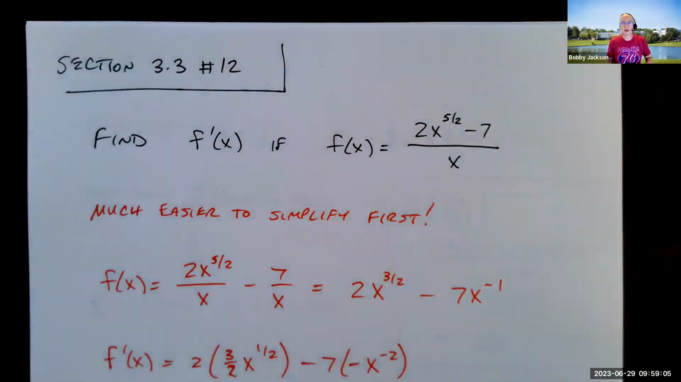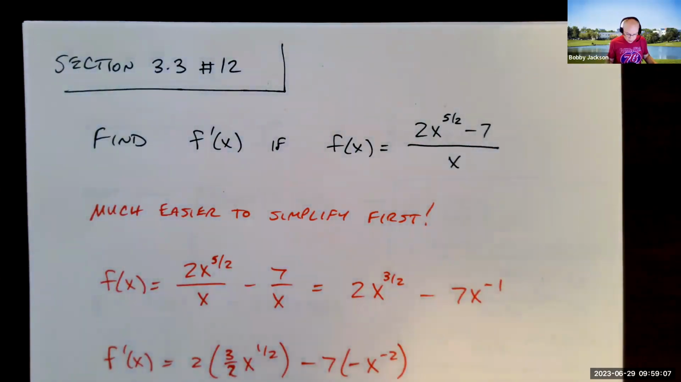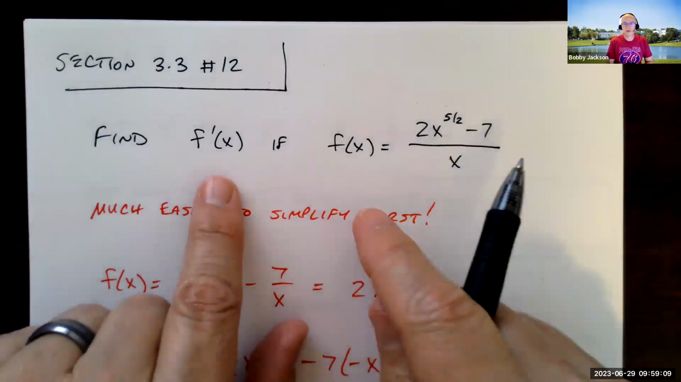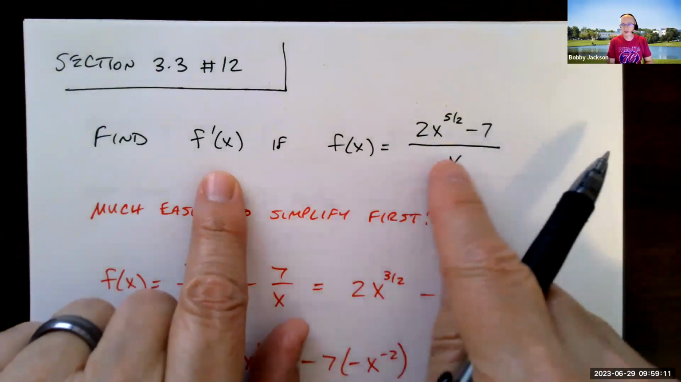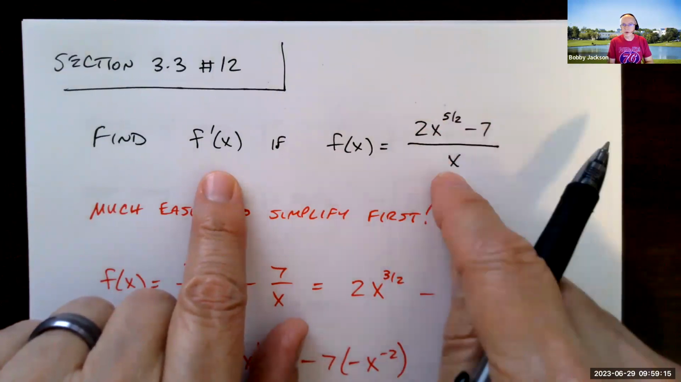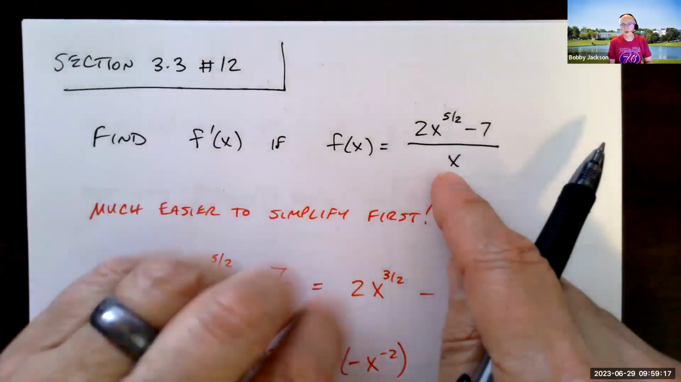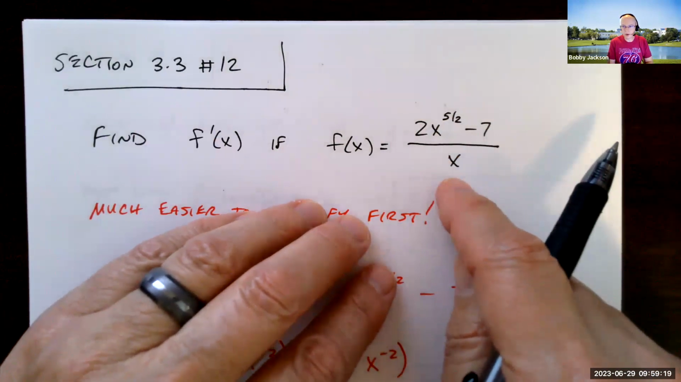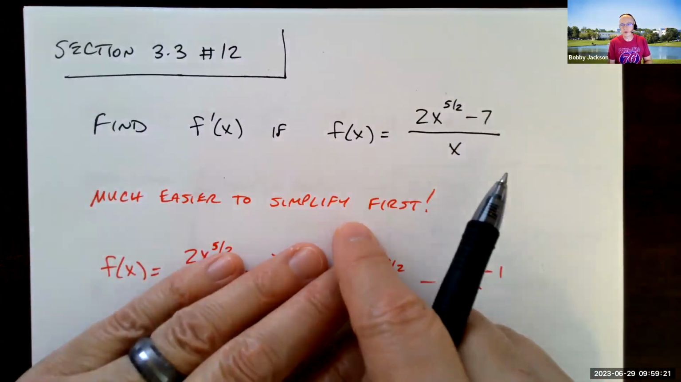Hey everyone, we're going to take a look at number 12 in section 3.3. We're going to find the derivative f prime of x if f of x is equal to this expression. Now this is a quotient, and this is in the section that we're dealing with the product and quotient rule. However, it's much easier to simplify this first.